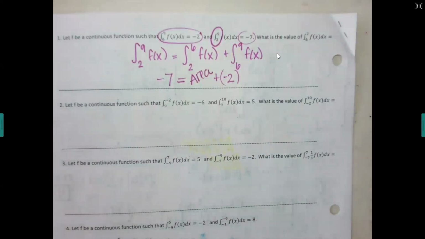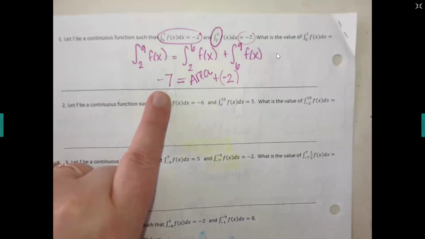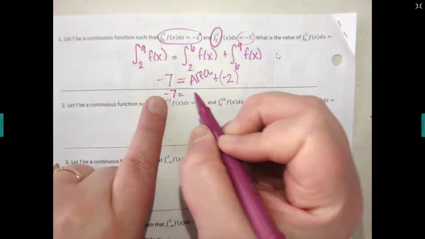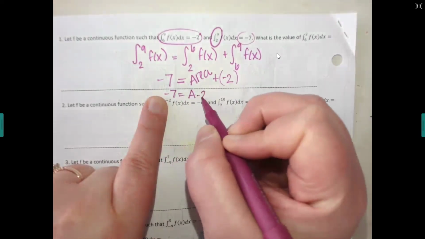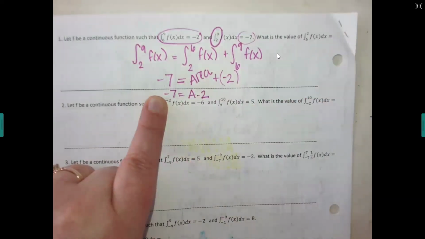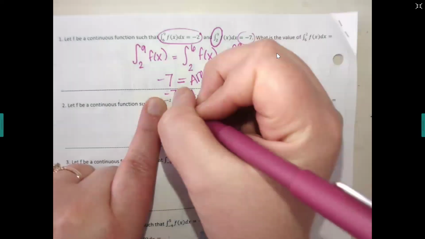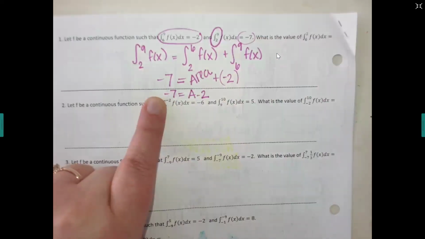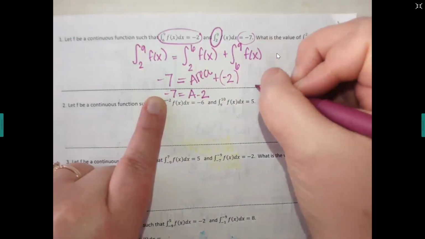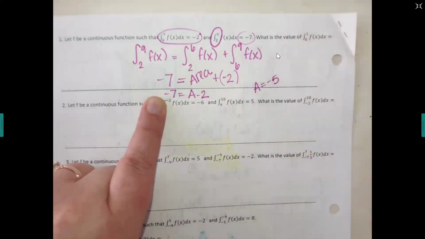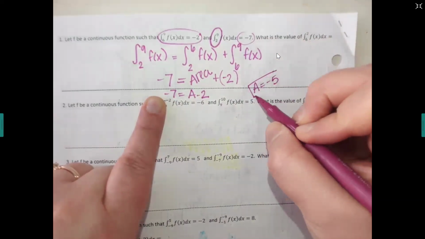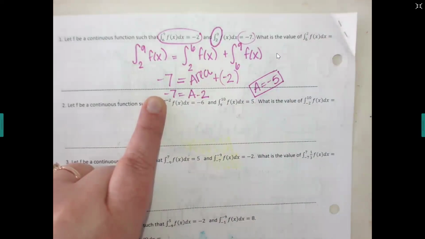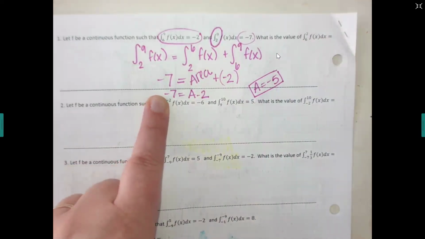And so what I want you to do is just think about that as if it were an equation. If I had -7 equals a minus 2, how would I solve that? Just add the 2 across. So +2 on both sides, your a is going to be -5. Now, quick question. That's the area from 2 to 6 that we were missing. Is that the integral that they're asking me for?